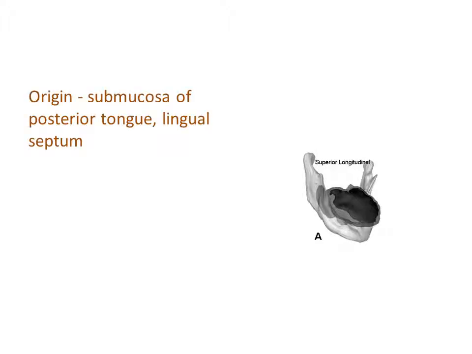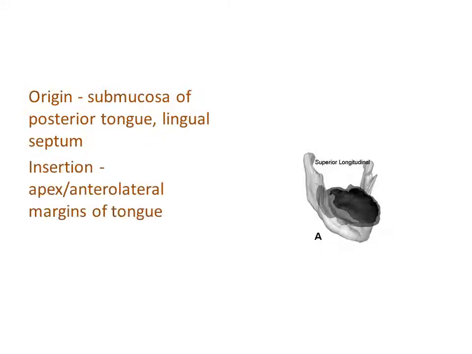Now there is turn of intrinsic muscles of the tongue. The first one is superior longitudinal. It arises from the submucosa of posterior part of the tongue, and lingual septum. Actually, the tongue is divided into two equal halves by a fibrous septum which is present in center, and this is called lingual septum.